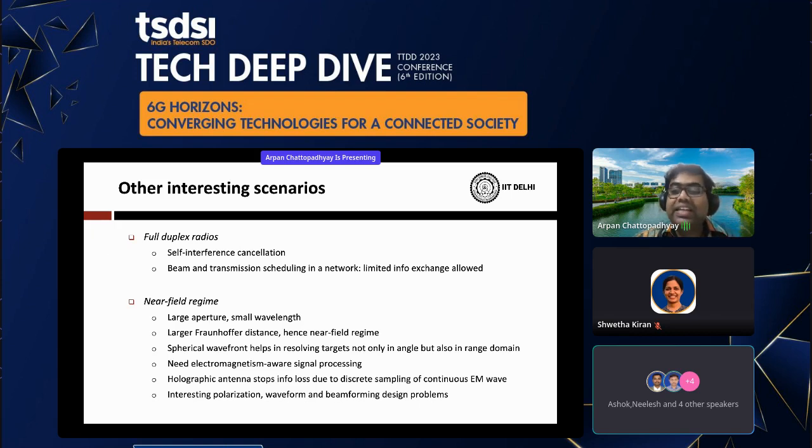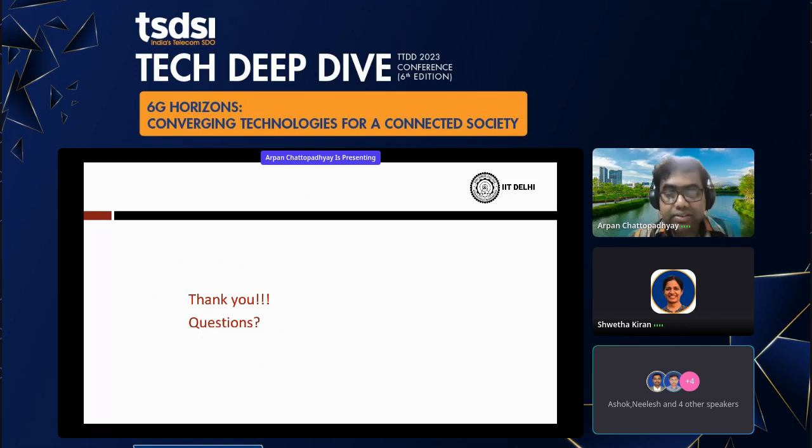But if you can handle it well, it can give you useful information about the target, because it helps in resolving two targets, not only in the angle domain, but also in the range domain. But addressing such problems requires a sound knowledge of electromagnetism, not only traditional communication and signal processing theory. But this is a very interesting area. You can use holographic antenna and similar technologies. There can be a lot of interesting problems in designing waveform, beamforming, and polarization for the DFRC signal that you are transmitting for communication and radar. So I think it's a very interesting area. With this, I would like to conclude, and I will be happy to take any questions.